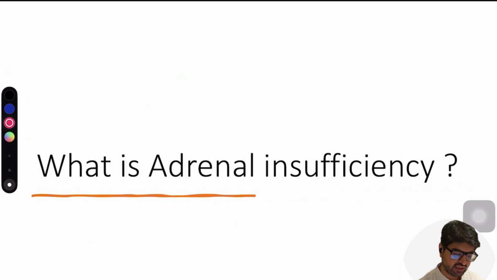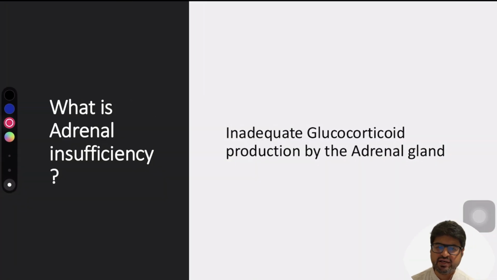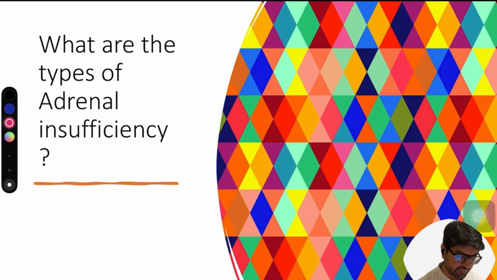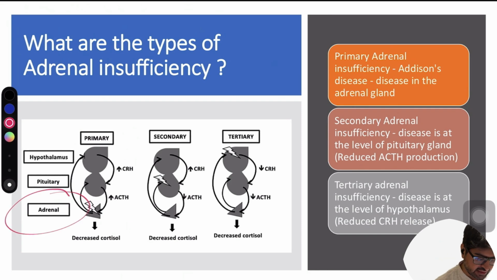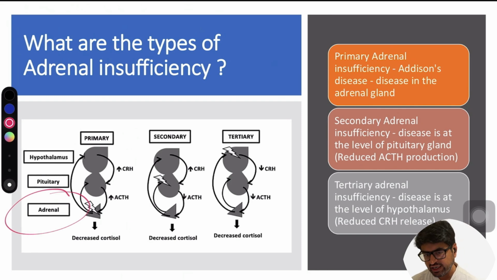Now, what is adrenal insufficiency? Very simply, adrenal insufficiency is when you have inadequate glucocorticoid and/or mineralocorticoid produced by the adrenal gland. And then there are 3 basic types of adrenal insufficiency. You have primary adrenal insufficiency, where the disease is because of the adrenal gland. For example, let's say you have tuberculosis of the adrenal gland, or you have undergone an adrenal surgery, or you have congenital adrenal hyperplasia. In all these conditions, you have an adrenal gland which is not producing enough cortisol.